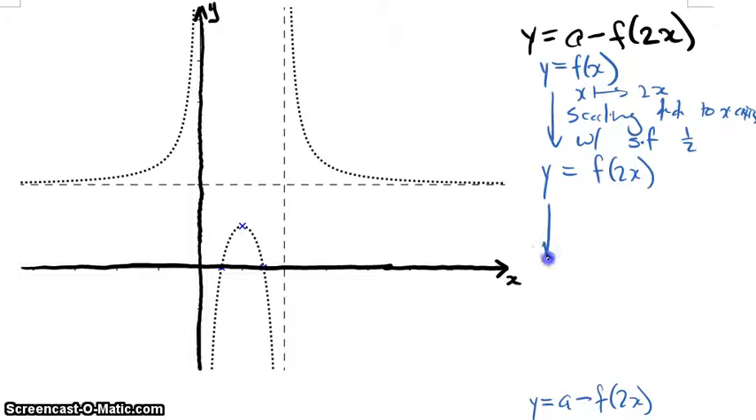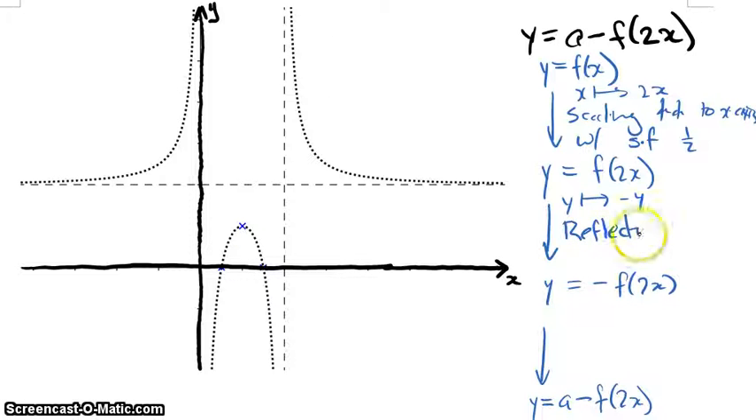Then what about the next one? Well, we've got to do 2 things. We've got to get a minus sign in front of the f of x, and we've got to get an a. Easiest one to do next is probably y equals a minus f of 2x. Why? Because this is just a case of replacing y with minus y, which we know is a reflection about the x-axis.